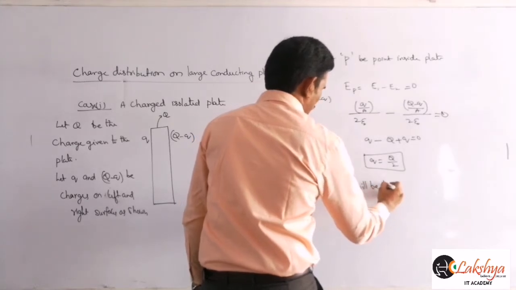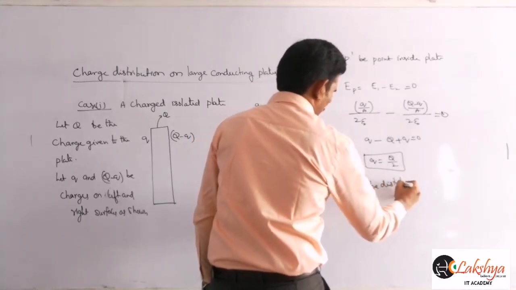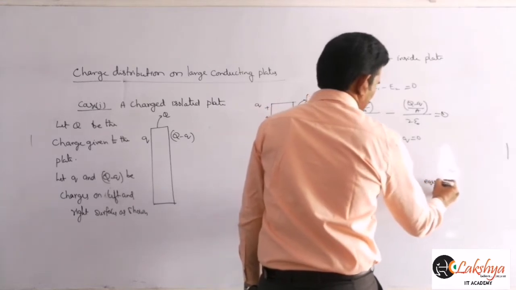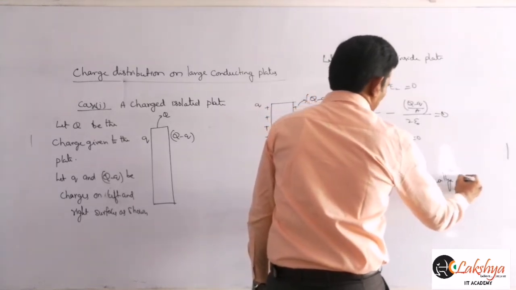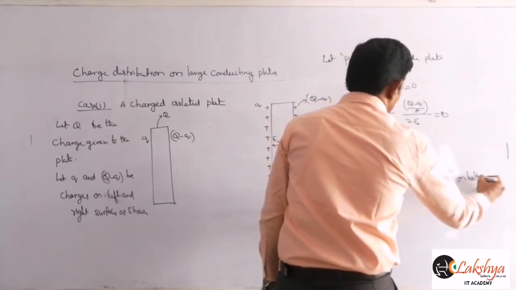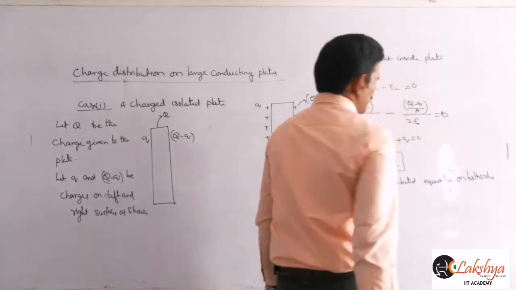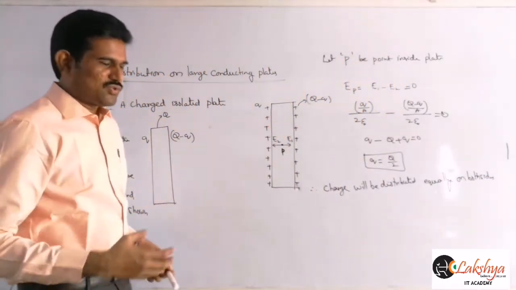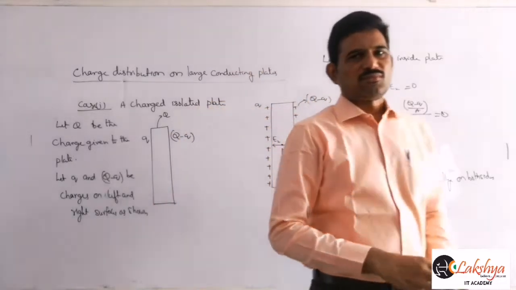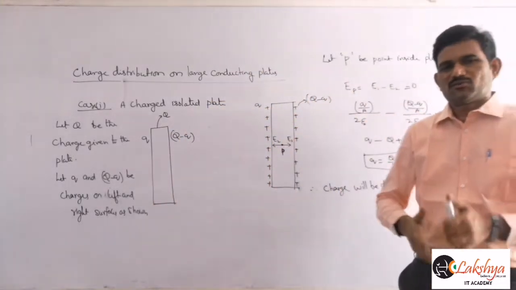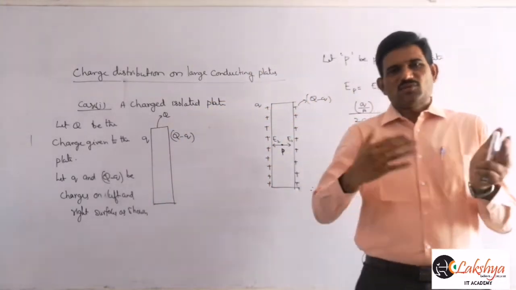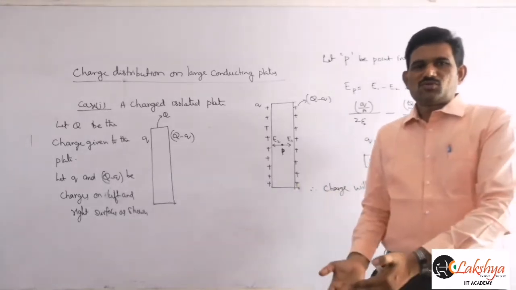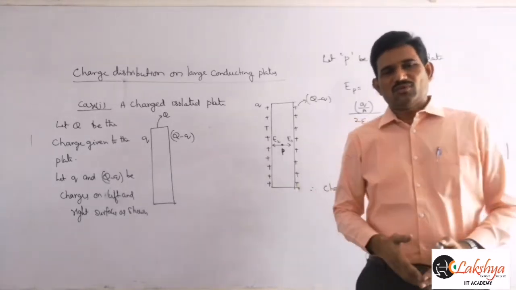Charge will be distributed equally on both sides, right? So that is the case when you are giving some charge to an isolated metal plate. Whatever charge you are giving will be distributed equally. For example, if you are giving minus q, so minus q by 2 will be on one side and minus q by 2 will be on the other side.